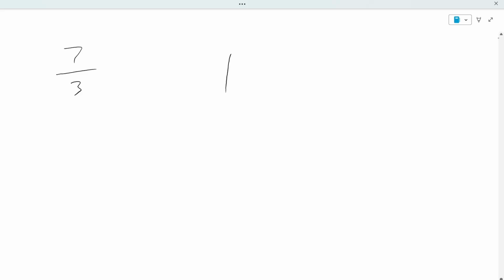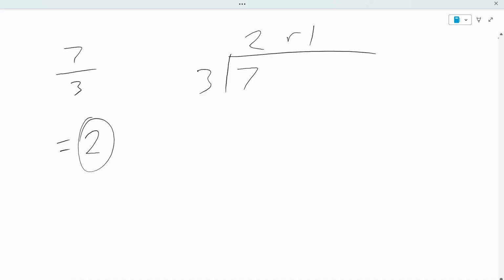Well, I take my 7/3 and we use the bus stop method, if you like, from primary school, and we say, okay, how many times does 3 go into 7? It goes in 2, and how much is left? Well, remainder 1. Don't bother writing decimals, just write the remainder as it is, and so you end up with 2 as your whole number, and 1 over that 3 as the denominator.